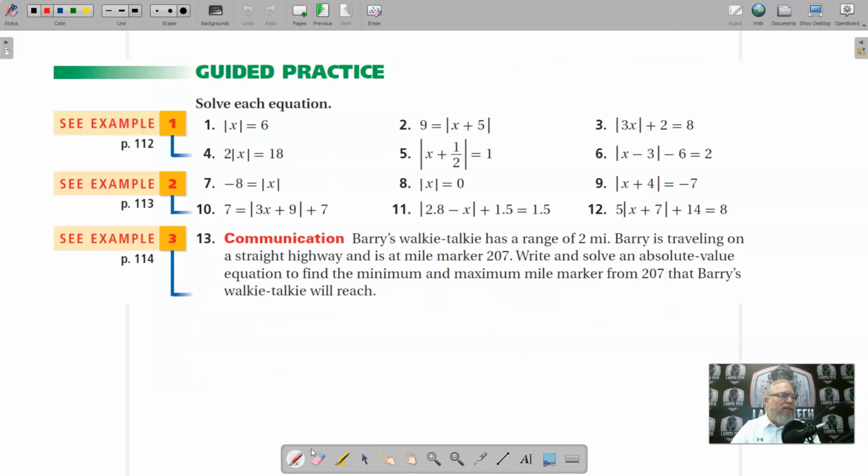So in our guided practice here, let's look at a couple of them. Number 1's pretty easy, right? We know that the absolute value of x equals 6. Well, that's going to have to be either a negative 6 or a positive 6.